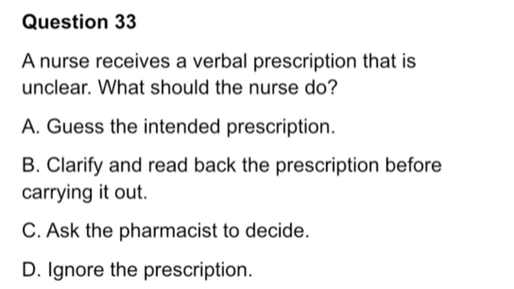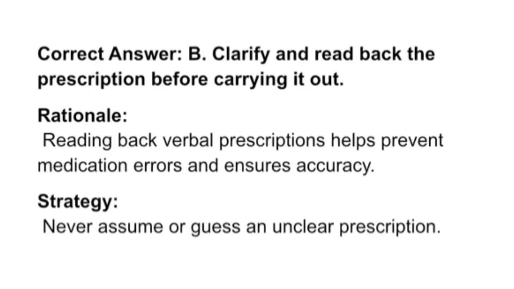Question 33. A nurse receives a verbal prescription that is unclear. What should the nurse do? A. Guess the intended prescription. B. Clarify and read back the prescription before carrying it out. C. Ask the pharmacist to decide. D. Ignore the prescription. Correct answer, B. Clarify and read back the prescription before carrying it out.